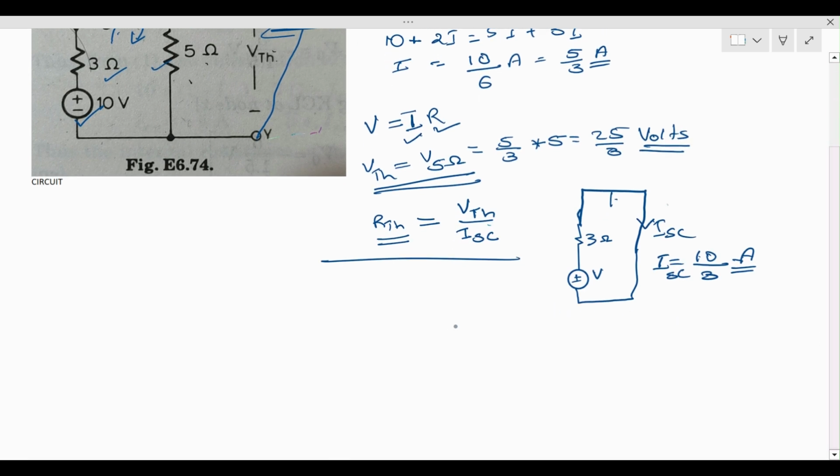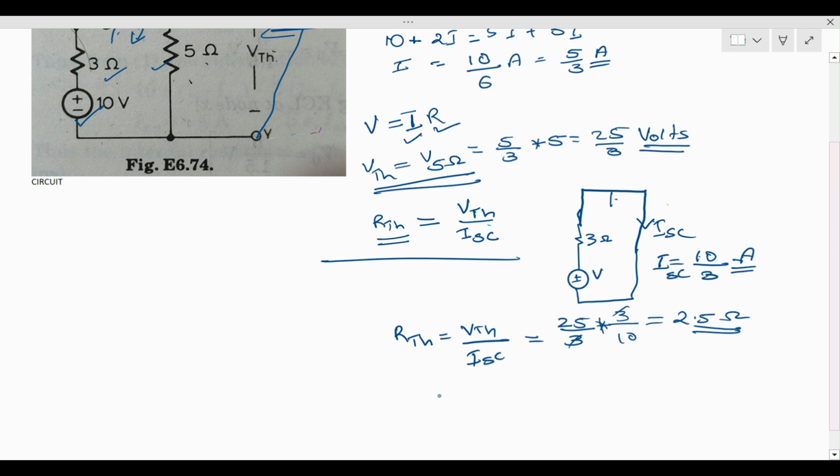If we have the short circuit current and the Thevenin voltage, we can find R Thevenin as V Thevenin by ISC. V Thevenin is 25 by 3 volts. ISC is 10 by 3, so we multiply using the reciprocal, 3 by 10. The 3s cancel each other. The answer will be 2.5 ohm, right? 2.5 ohm.